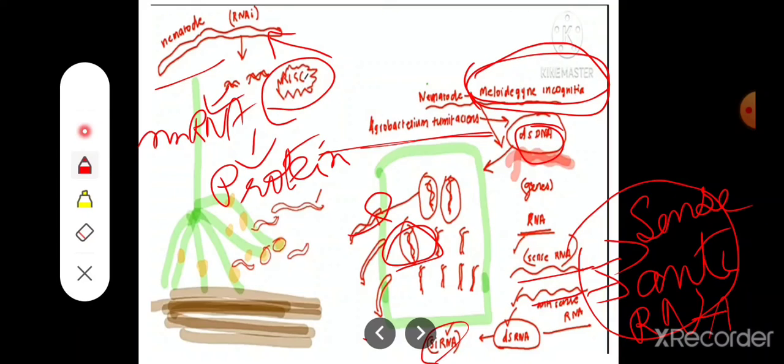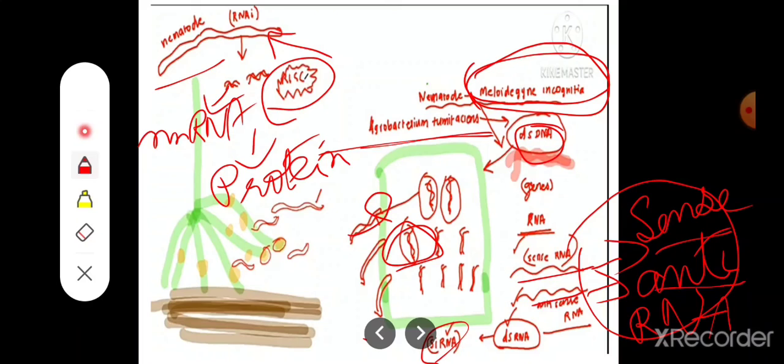Where did the siRNA come from? The siRNA that we incorporated into the host cell, whoever eats it, the nematode will be taking it, and this siRNA will be attacked by the protein complex called RISC. And when this protein complex attacks the small interference RNA, it will make this small interference double-stranded RNA into single-stranded RNA. Okay, either it can be sense or antisense.